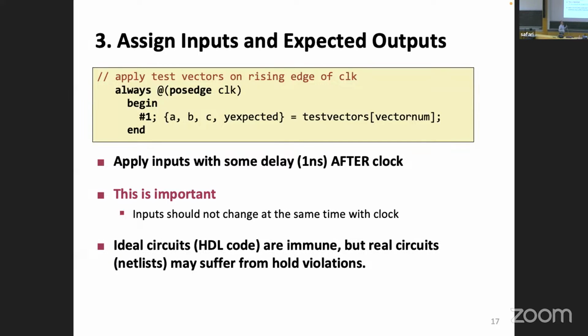And that's it. What do I do? Well, this is an always block. It will wait until it sees another positive edge of the clock. And once the positive edge of the clock comes, it's going to do this again. And hopefully, the vector number will have changed in the meantime.